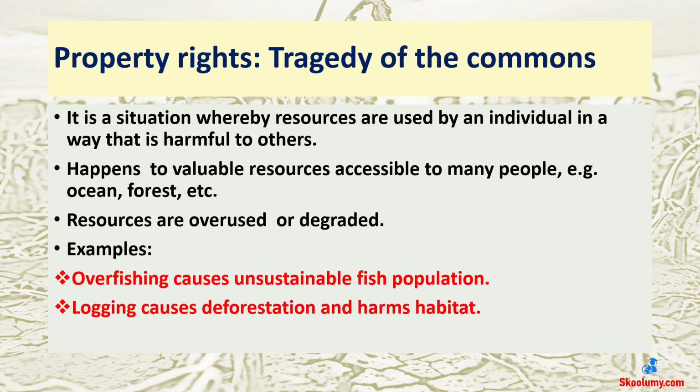Property rights can be explained further by the theory, tragedy of the commons. This is a situation whereby resources are used by an individual in a way that is harmful to others. It happens to valuable resources that are accessible to many people, e.g., ocean, forest, etc. It leads to resources being overused or degraded. Examples of tragedy of the commons: overfishing causes unsustainable fish population. Logging causes deforestation and harms habitat.